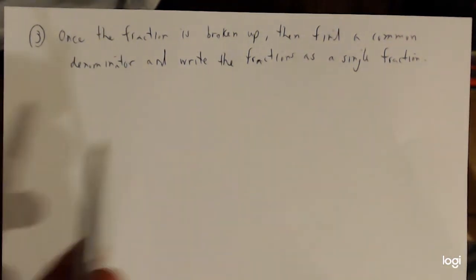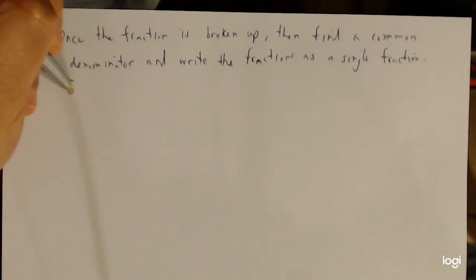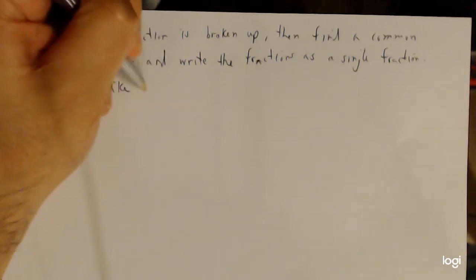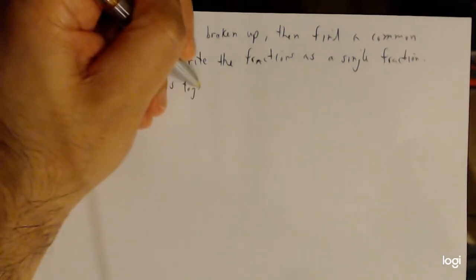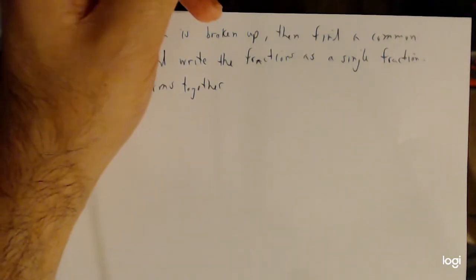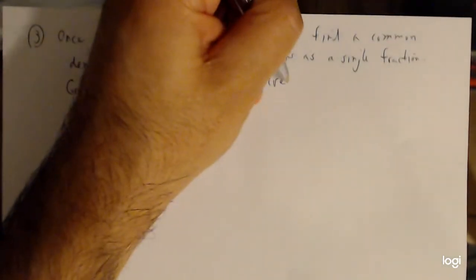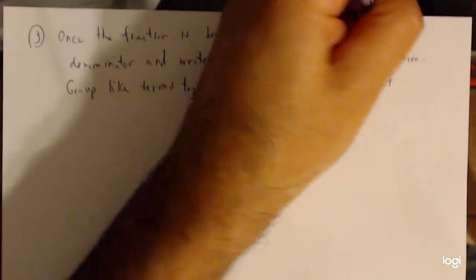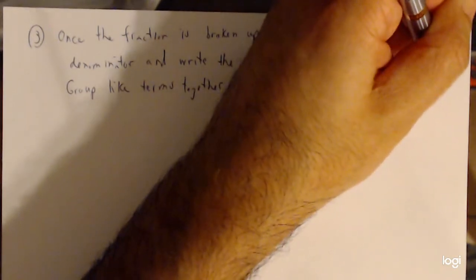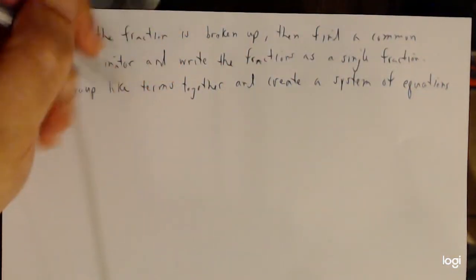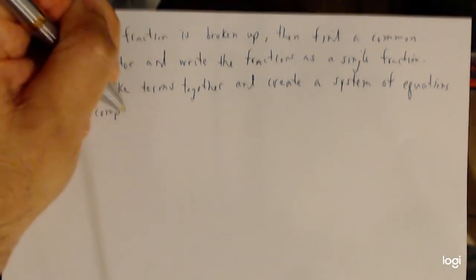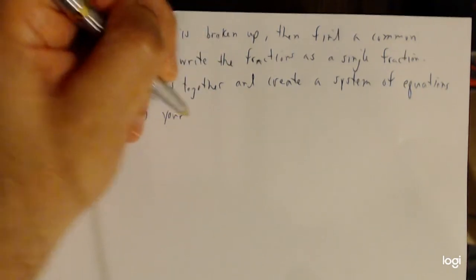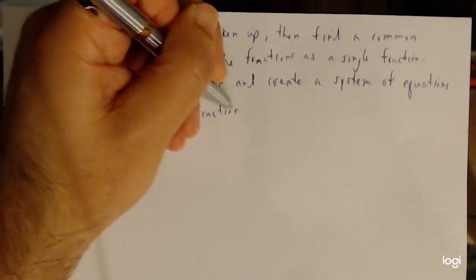Okay, so once we put it as a single fraction, then what we're going to do is group like terms. So we'll group like terms together, and when we group like terms together, we are going to create a system of equations by comparing your fraction to the original.